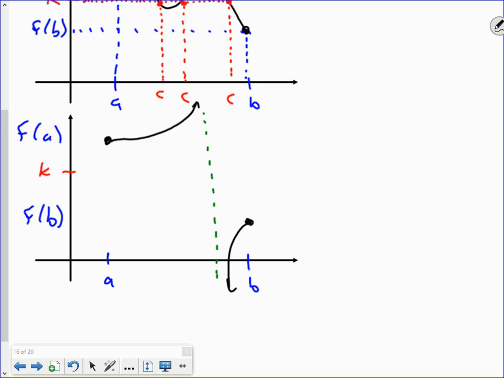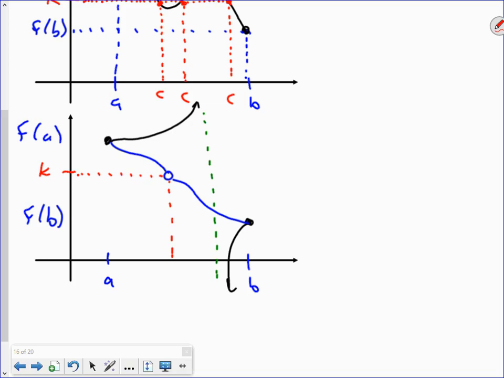Or I could have set up the function in such a way that, let's do this in blue here, let's say that there was a hole in the graph right here. Again, my function is not continuous. So it could be that at that exact value of k, there's a hole in the graph, so there is no x value corresponding to that y value of k.